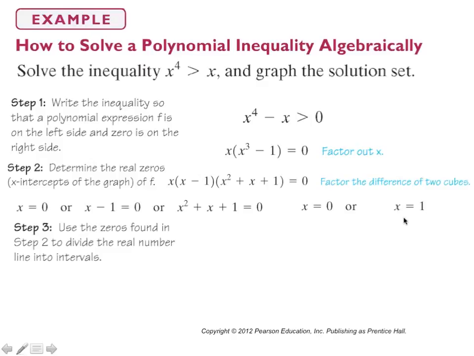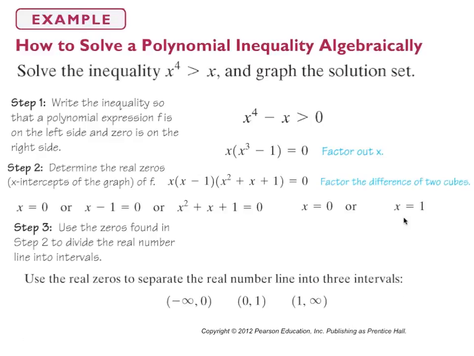So at this point, what you need to do is use those zeros that you found in step 2, and then go ahead and divide a number line into intervals. So we're going to take a number line, basically from negative infinity up to infinity, put our lines at 0 and 1, and then write our intervals. So it's going to be negative infinity up to 0, and then a piece from 0 to 1, and then a piece from 1 to infinity.